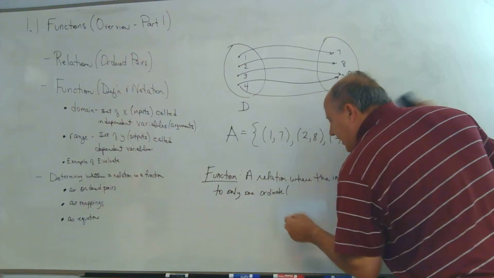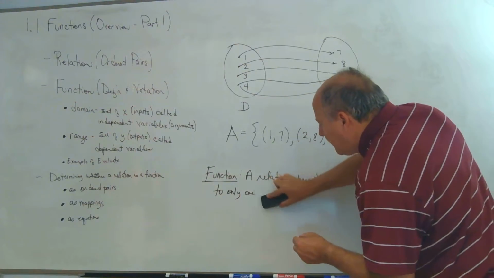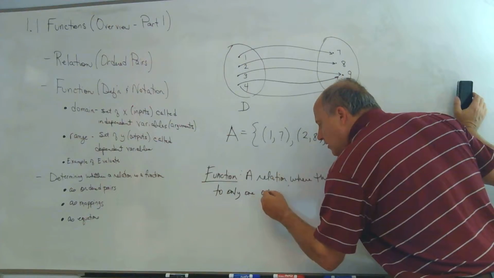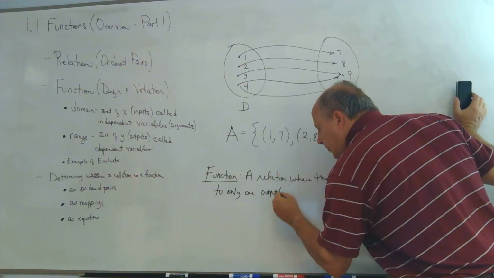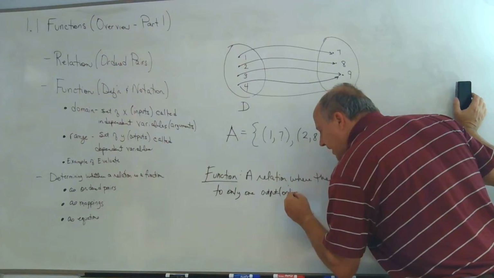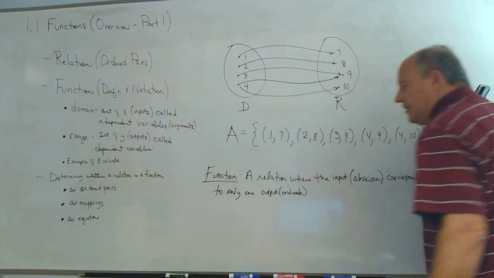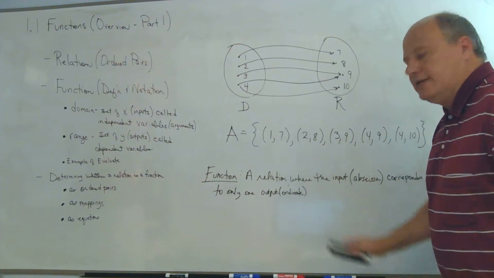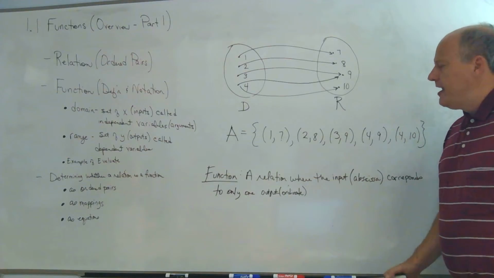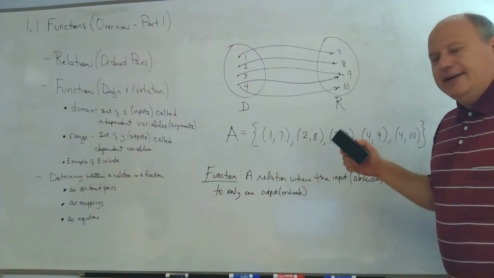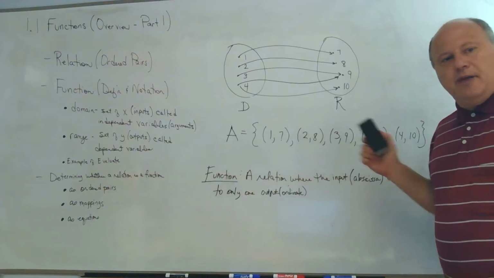Well, I actually got this built backwards. Only one output, and that's called the ordinate. I guess it doesn't matter how you write it out, I don't believe. So output, ordinate, same thing. So what a function is, for each input, there is one output.